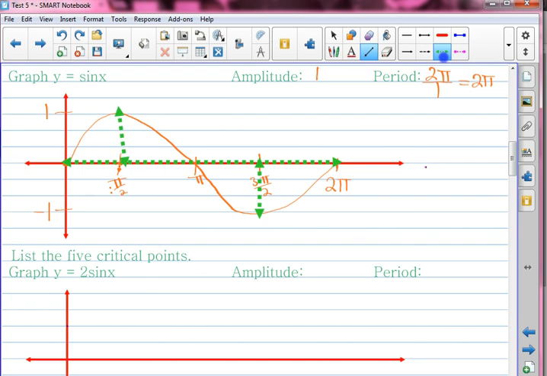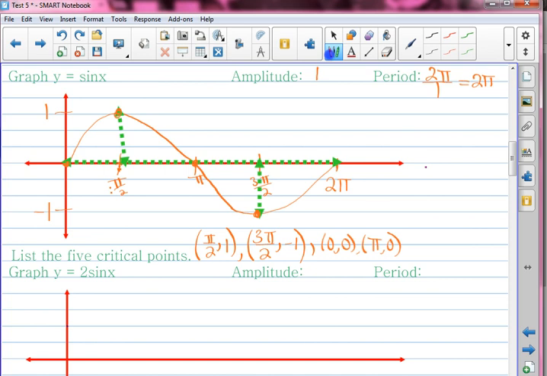Then it says list the 5 critical points. The 5 critical points are the highest point, which is here, and that occurs at pi over 2, 1. The lowest point, which is right here, and that occurs at 3 pi over 2, negative 1. And then where it crosses the x-axis. So here, which is 0, 0. Here, which is pi, 0, and here, which is 2 pi, 0. So if I ask you to do the critical points, I mean the highest and lowest points and where it crosses the x-axis.